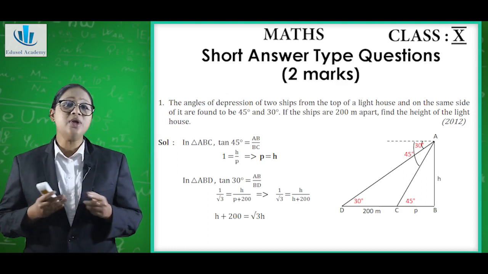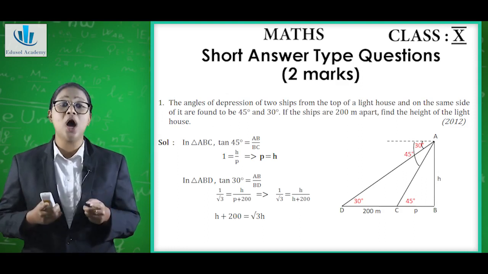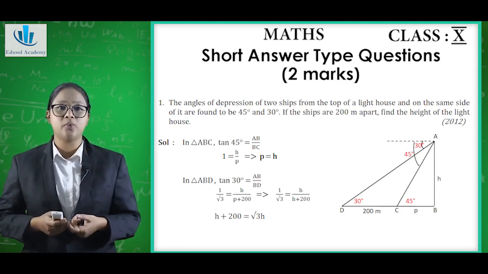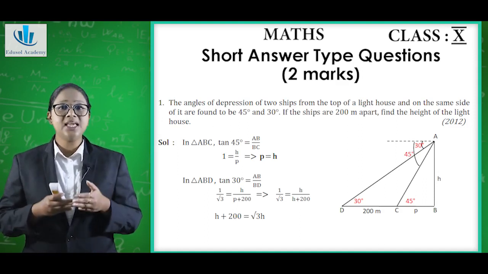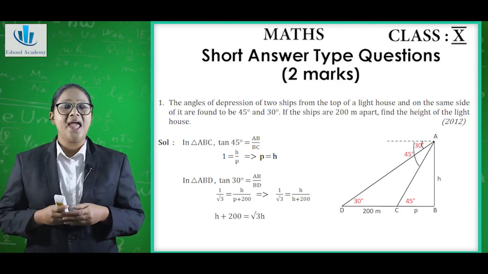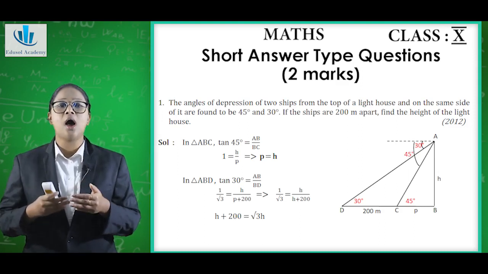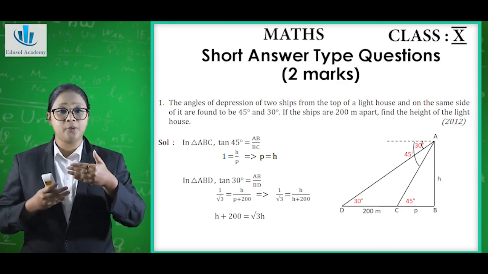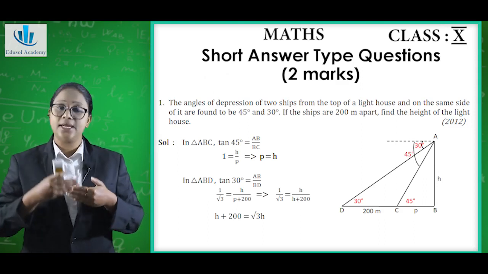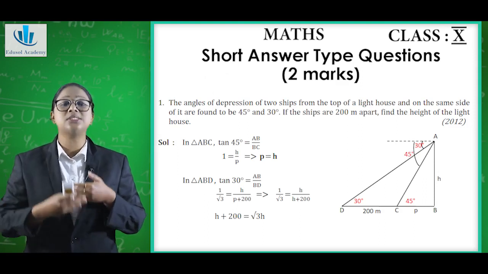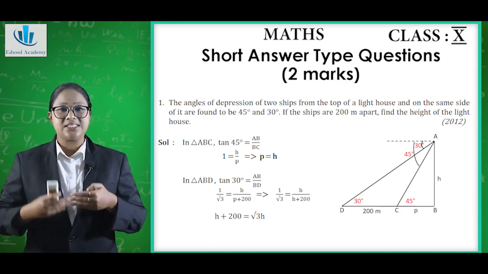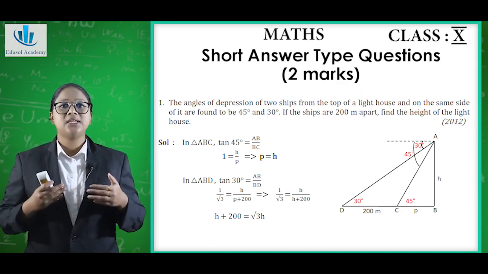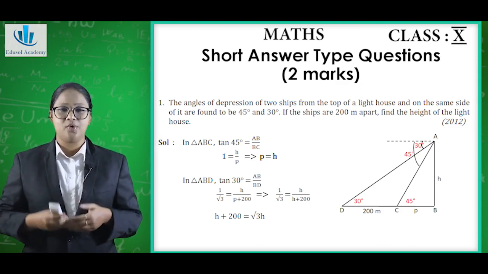Then the space between the ships is 200 meter. They have specified it in the question. If the ships are 200 meters apart, which means DC is equal to 200 meter, and we don't know how far is the ship at the position C from the lighthouse. So let that distance BC be P. So we have height H, BC as P and DC as 200.